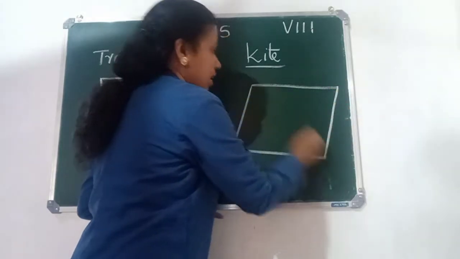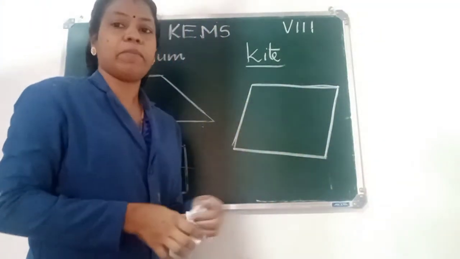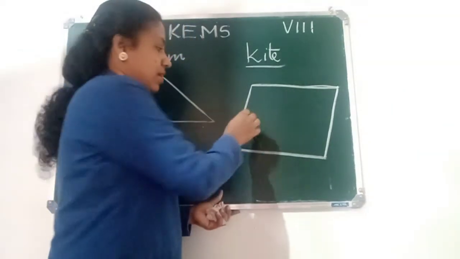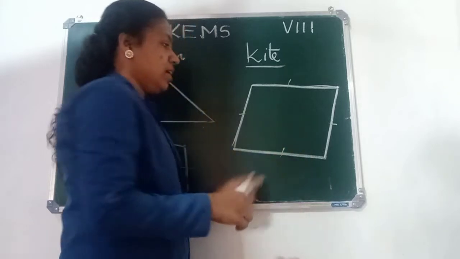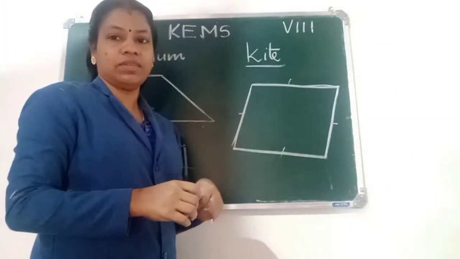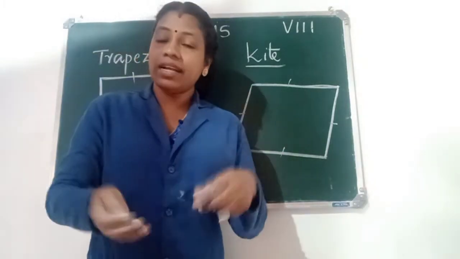All sides are equal. And it has the same properties as a parallelogram. That means opposite sides are parallel. Opposite sides are parallel. Then opposite sides are equal. All sides are equal. Opposite angles are equal.